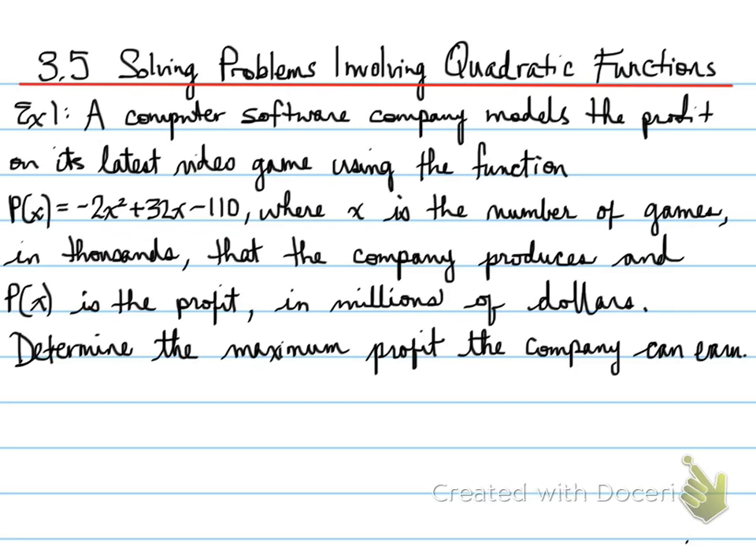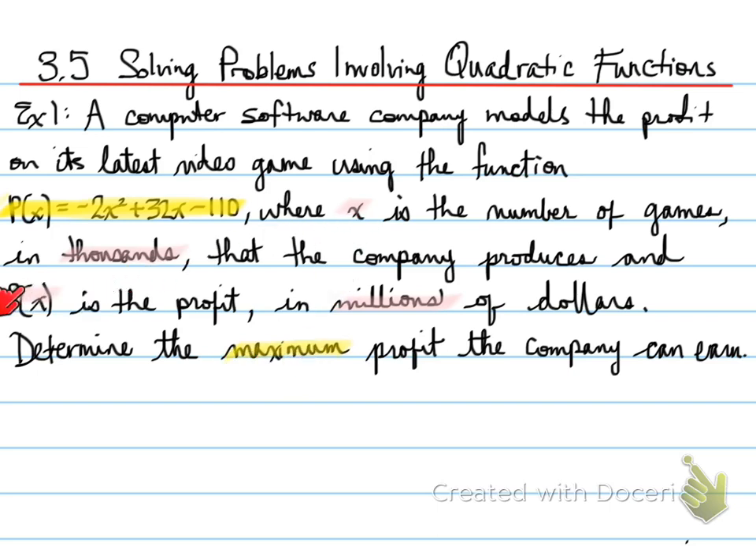Well, we need to identify the important information in the word problem. That is, we have the equation and what it's asking for us in the problem. We have x in thousands and p of x in millions of dollars. And finally, we have the maximum. Notice the yellow pieces are the equation and what it's asking. It's asking us for the maximum.